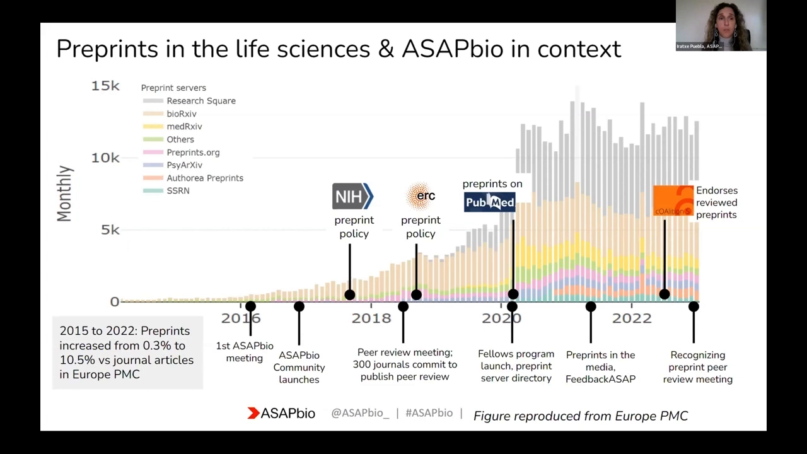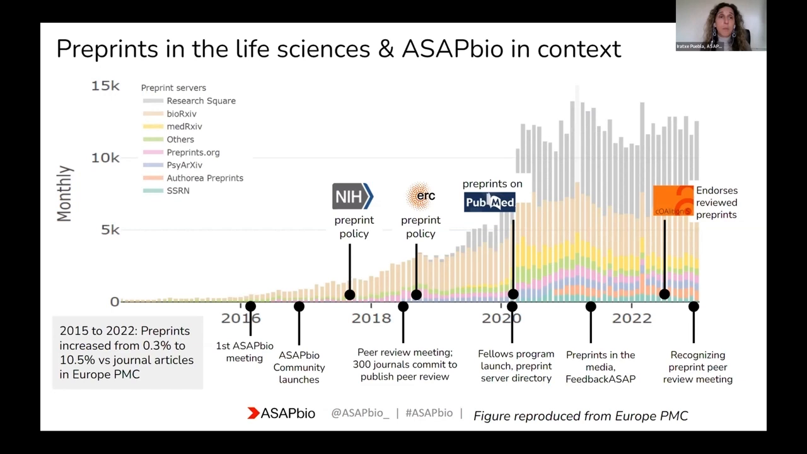Things started to change around 10 years ago with the launch of bioRxiv, a server dedicated to the life sciences. And then again, as I mentioned, there was a year-on-year increase in the number of life sciences preprints being deposited in preprint servers. And as others have already mentioned, there was a jump from 2020 onwards in the context of the COVID-19 pandemic, where many researchers decided to use preprint servers to share their latest findings, the preliminary data that they thought could be useful to inform the response to the pandemic.